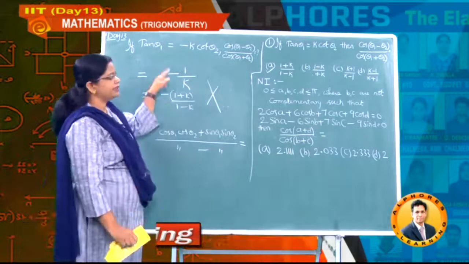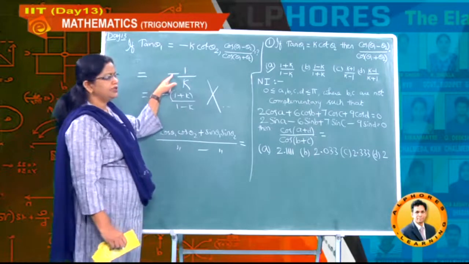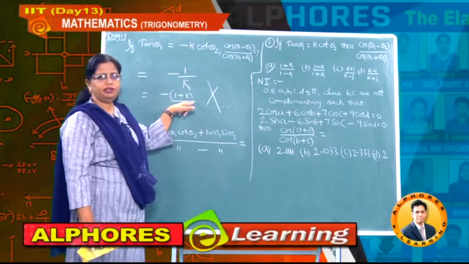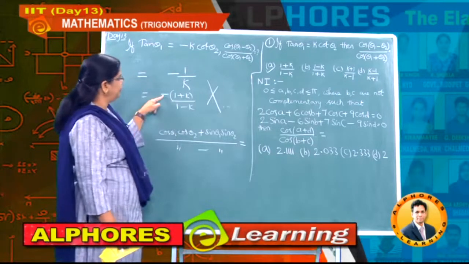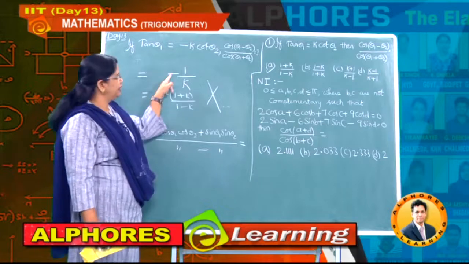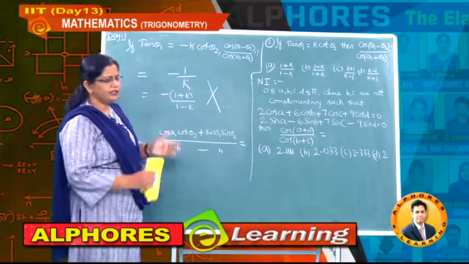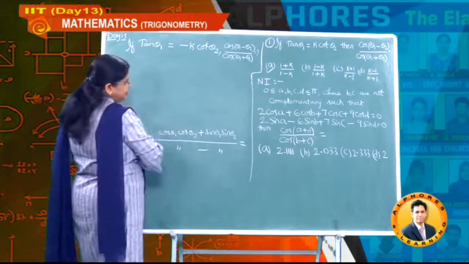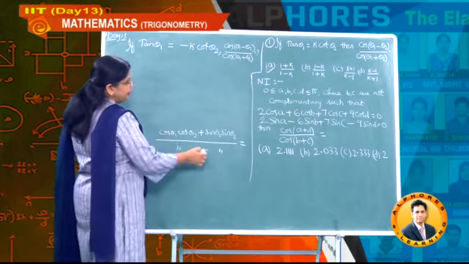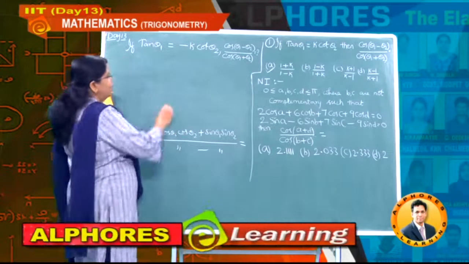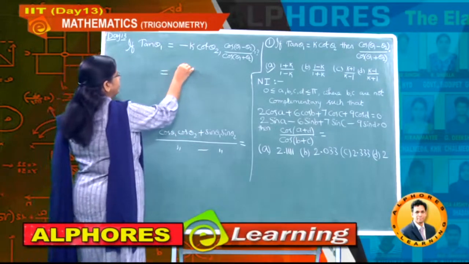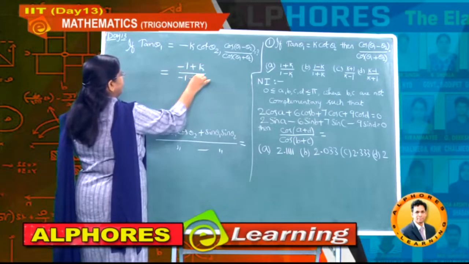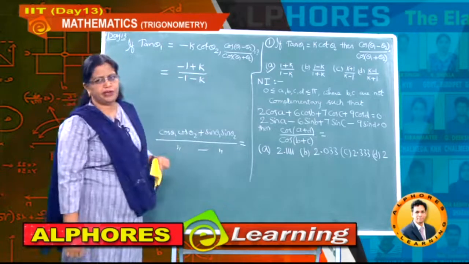Whenever a minus symbol is given, you give this minus symbol completely to the numerator or completely to the denominator, but don't put that minus symbol outside like this. Then you cannot apply componendo dividendo, that means you won't get the proper answer. That's why you are not supposed to use this. So what I have to write here: you got minus 1 by k on the RHS, therefore that has to be minus 1 plus k divided by minus 1 minus k. In this way you should write, understand.